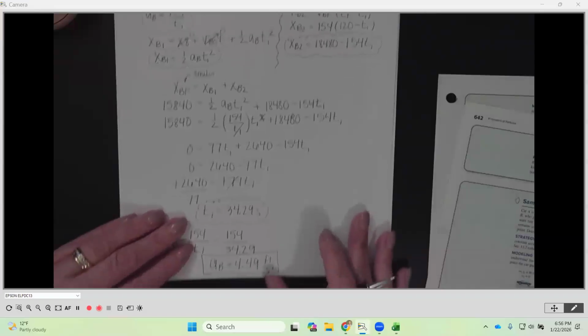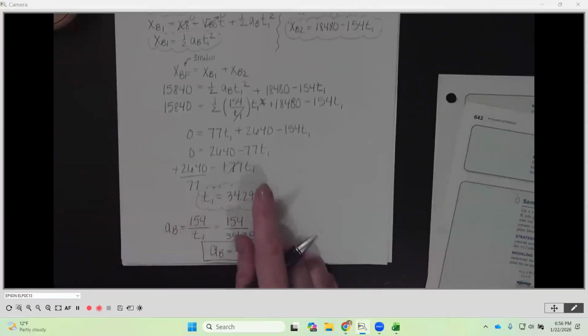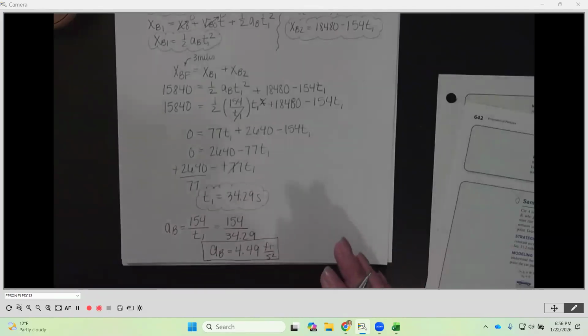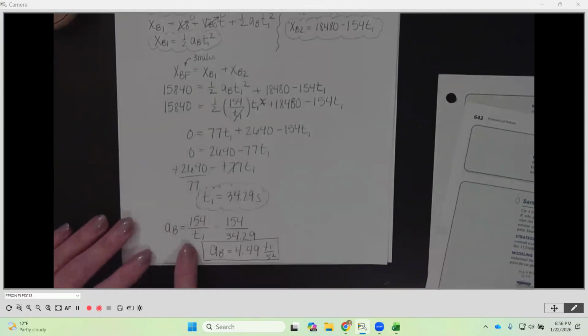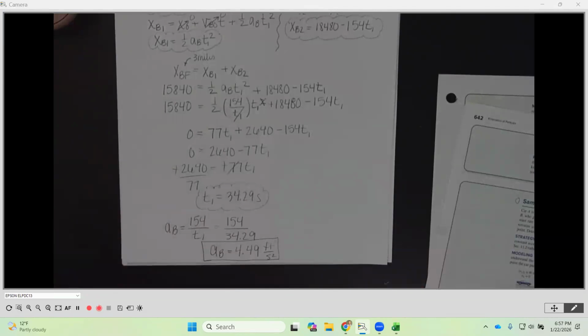Our unknown here ended up being the times, because we wanted to know how much time did it take for that police car to accelerate to that 105. Once we had the time that it had was to accelerate to that 105, now we could find out how fast was it accelerating during that stretch. And it's 4.49 feet per second squared.